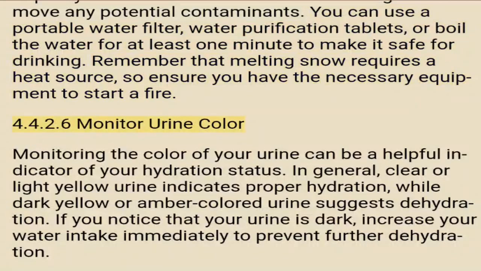4.4.2.6 Monitor urine color. Monitoring the color of your urine can be a helpful indicator of your hydration status. In general, clear or light yellow urine indicates proper hydration, while dark yellow or amber-colored urine suggests dehydration. If you notice that your urine is dark, increase your water intake immediately to prevent further dehydration.